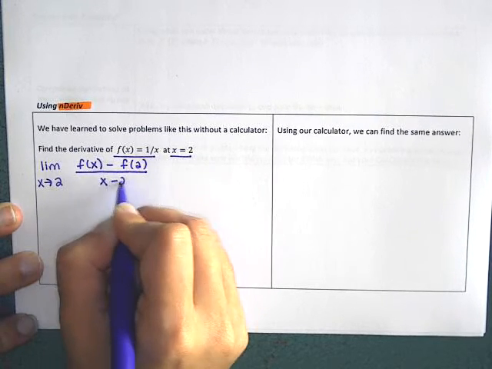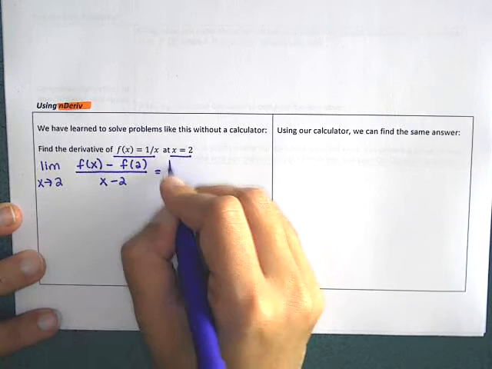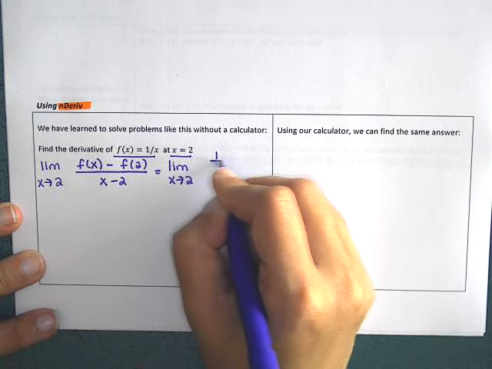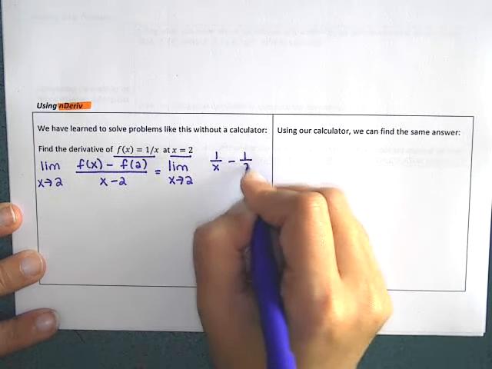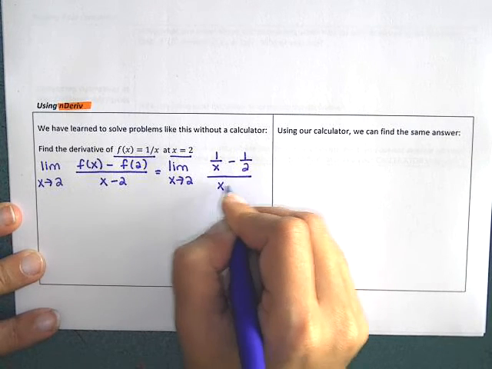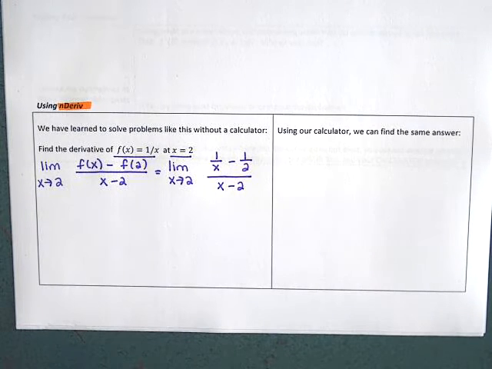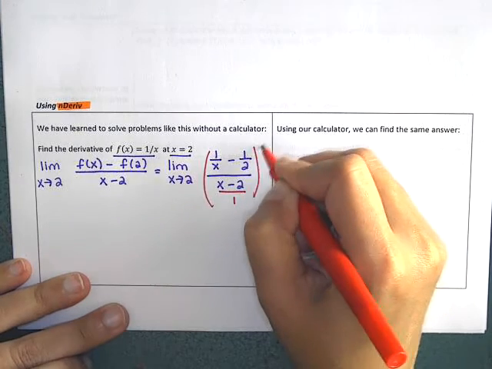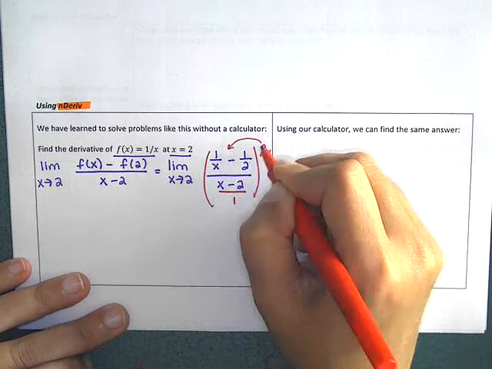x minus 2. Which means we get the limit as x approaches 2 of 1 over x minus 1 over 2 all over x minus 2. Let's solve this by making a common denominator. So if I draw in my denominators here, my common denominator will be 2x, and I'm going to distribute that to everybody.